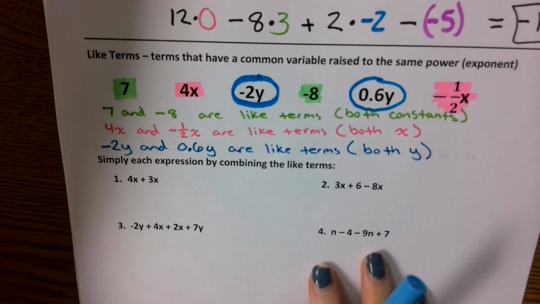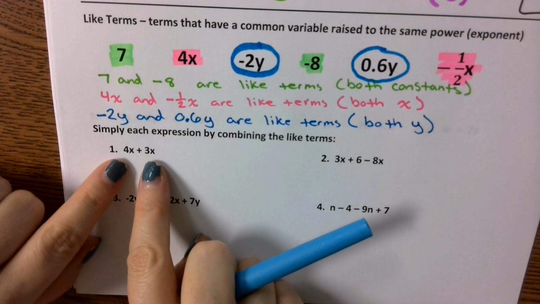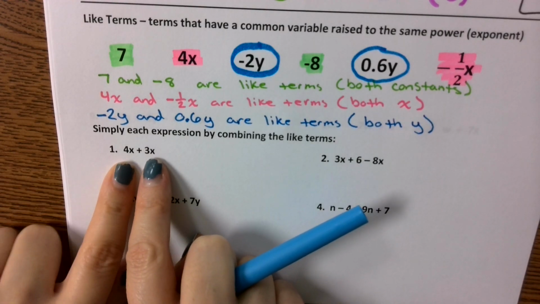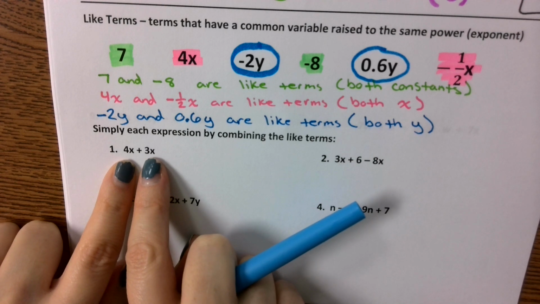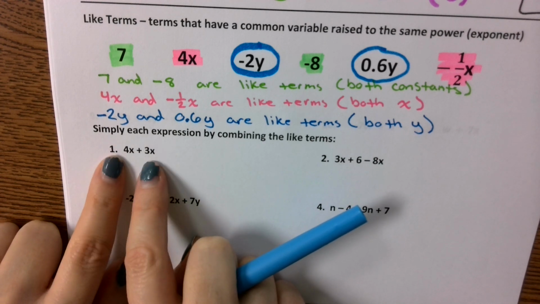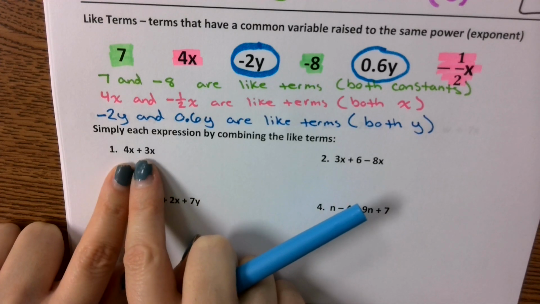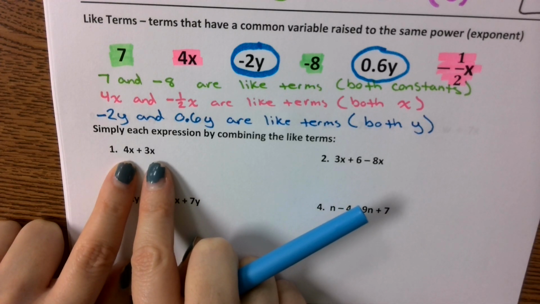So let's take a look at problem number 1. I have 4x plus 3x. First thing I need to ask myself, are they like terms? Yeah, they are. They're like terms because of the fact that they both have terms of x. So this means I can combine them together. What do you think it's going to equal if I say I'm doing 4x and I'm adding 3x? What do you think?